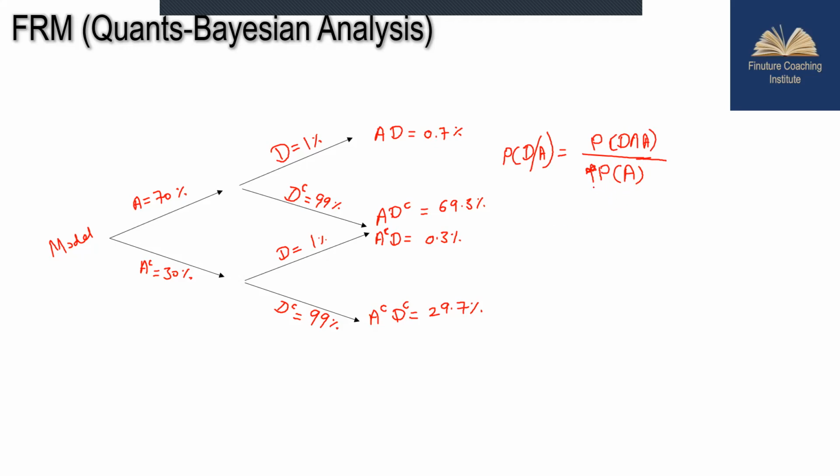So all the scenarios where the outcome was default when analyst had predicted. So the probability of default and analyst also, so model also predicted that it would default. So this is a probability. Model also was accurate and it predicted default and it actually turned out to be defaulted. So it is 0.7%.